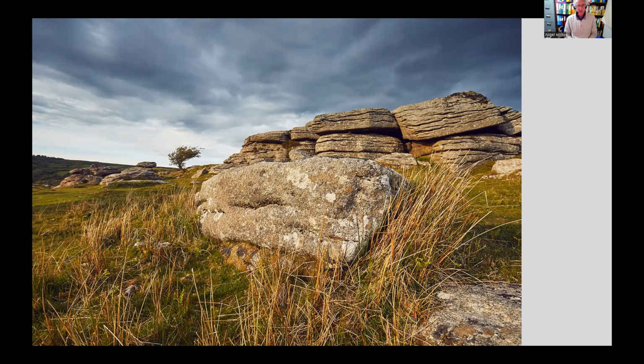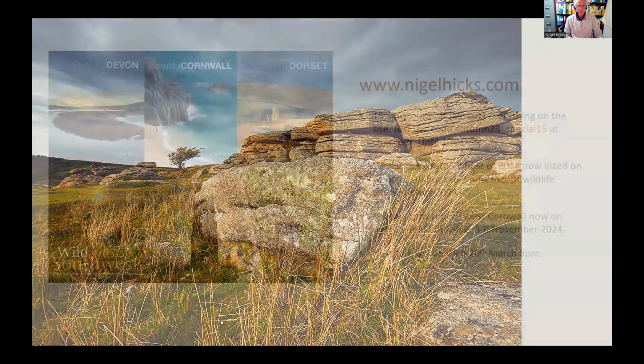So I can thoroughly recommend using an ND grad filter on cloudy days, most especially when you've got clouds where there are patterns in that cloud. And it's also enhanced by using a wide angle lens, so you enhance and exaggerate these diagonals both in the clouds and in the rocks and even in the grasses as well. And that works really quite nicely. So that really is the final shot in the talk.